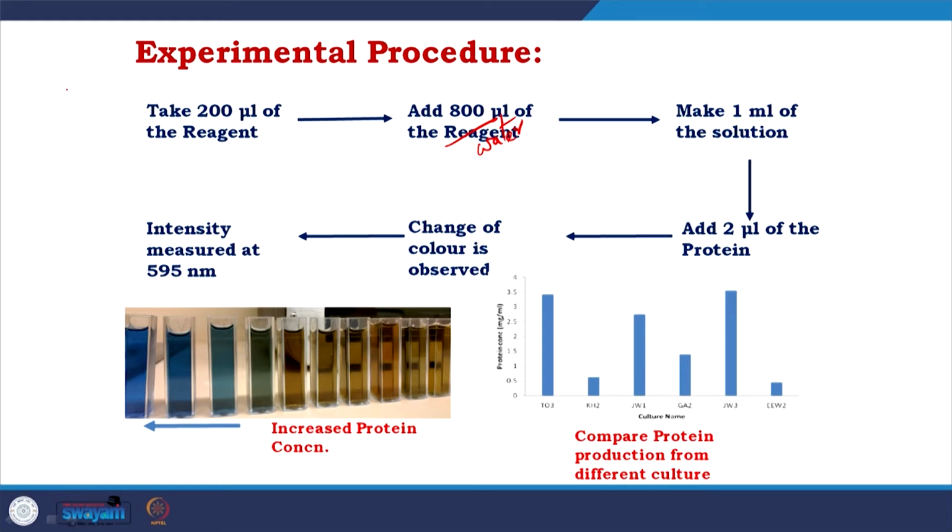You see that when you keep changing to higher concentration of protein, you gradually start getting more intense blue color. Now you compare protein production from different culture. So, you have different culture and you want to know the protein content. So, you pick up the cell, you spin it down so you get the cells, and then you add lysis buffer to lyse the cell and then add the solution here.